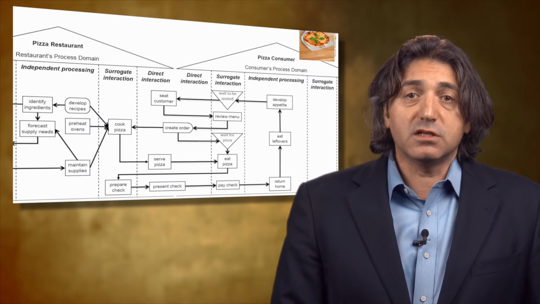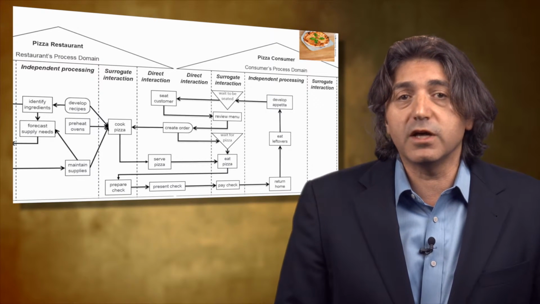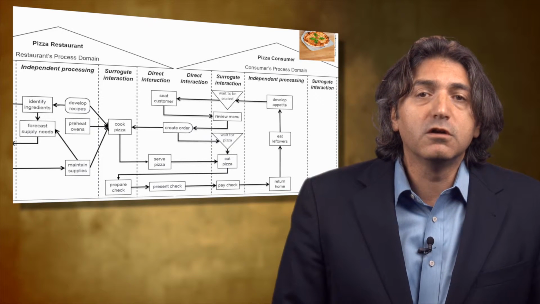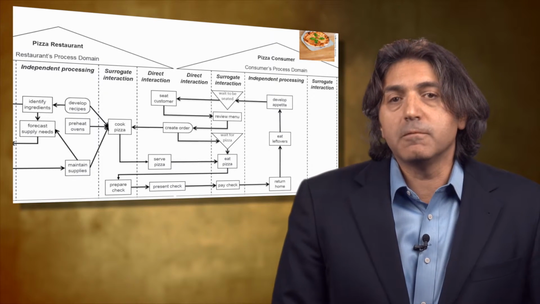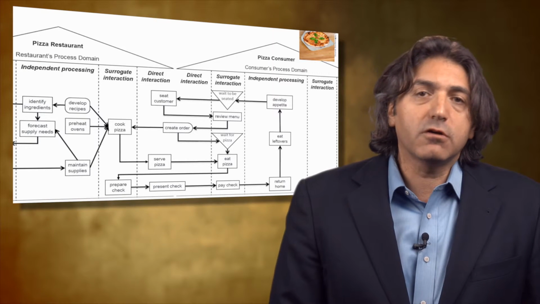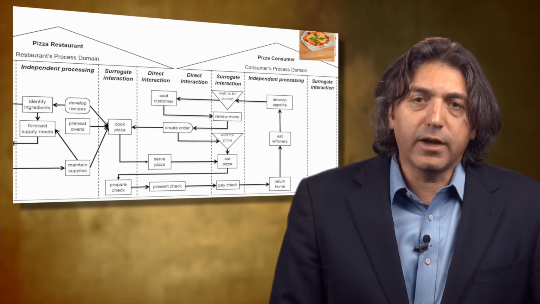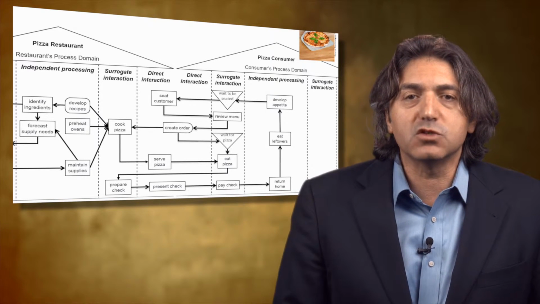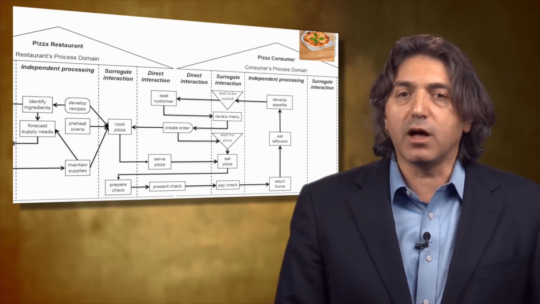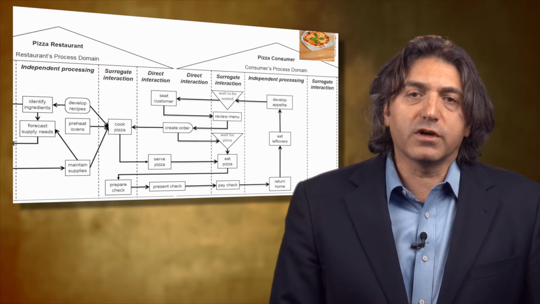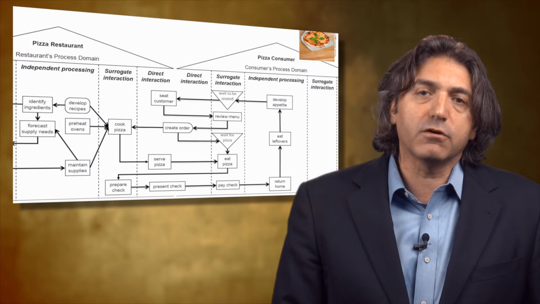Some of this is independent of the pizza place. If I'm hungry, maybe I go for pizza, or maybe I go make my own dinner. Developing an appetite is independent of pizza. There are surrogate actions: being at the restaurant, waiting for the table, reading the menu, and so on. These are things the customer does with resources and information provided by the restaurant. There's, of course, the direct interaction part where the customer and pizza place actually work together.